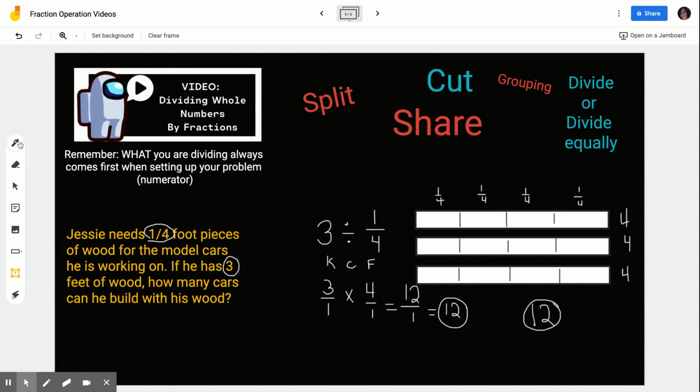You're probably already noticing that when we are using this strategy, it also relates to multiplying your whole number by your denominator.